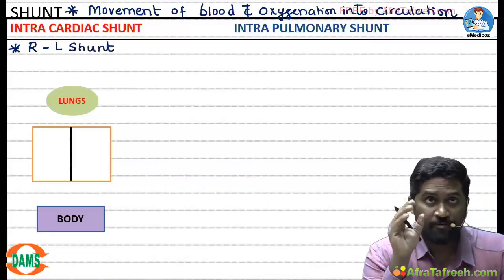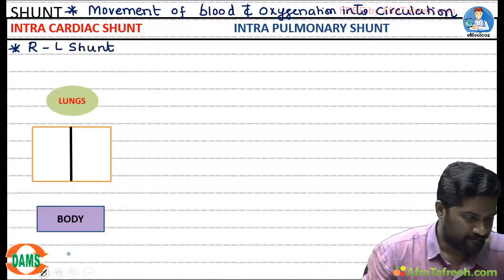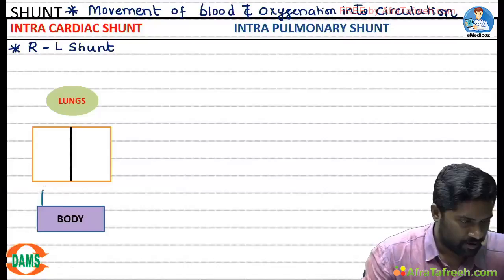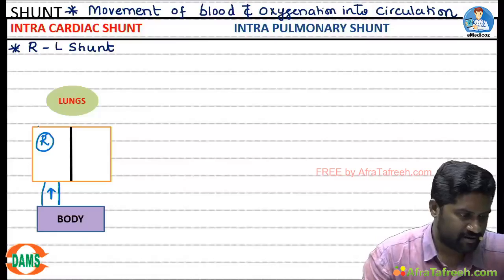Let us see what is the normal circulation. Normally from your body, all the deoxygenated blood will go into the right heart. So let this be the right heart. From the right heart, this deoxygenated blood will be carried into the lungs.